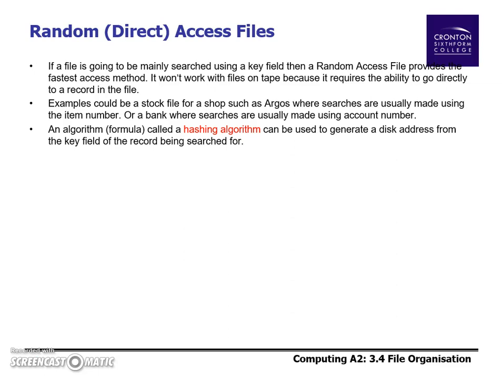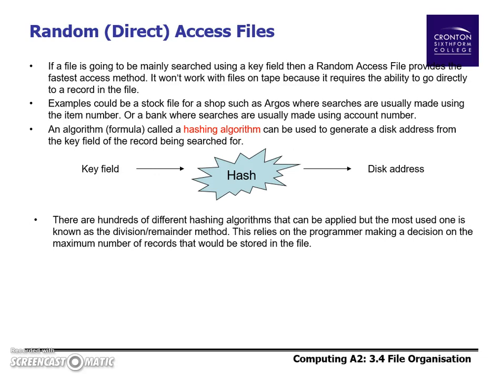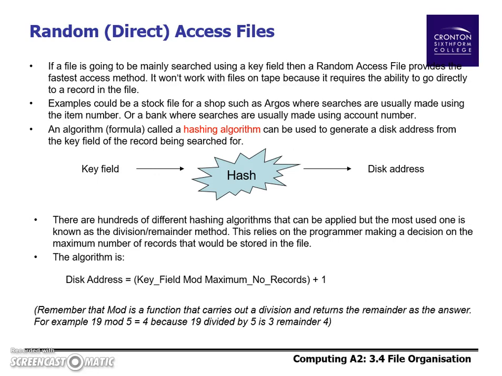So an algorithm, or a formula called a hashing algorithm, can be used to generate a disk address from the key field of the record being searched for. So we go from key field, hash, to disk address. There are hundreds of different hashing algorithms that can be applied, but the most used one is known as the division remainder method. This relies on the programmer making a decision on the maximum number of records that will be stored in the file. So the algorithm is disk address equals key field mod maximum number of records, plus 1.